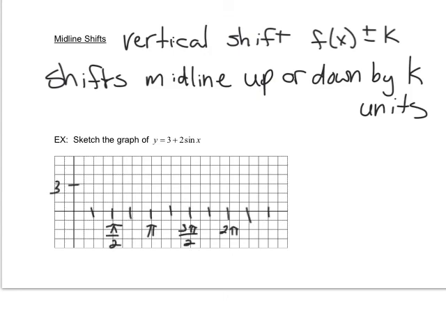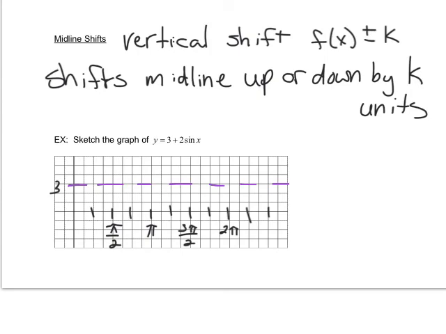Alright, so I've scaled my grid here, and since I have a +3 out here, that's a shift of 3 up, so I'm going to put in my midline. I'll make that a pretty purple. There's my midline. Everything is going to be graphed around that. That's going to be the center of my sine function.